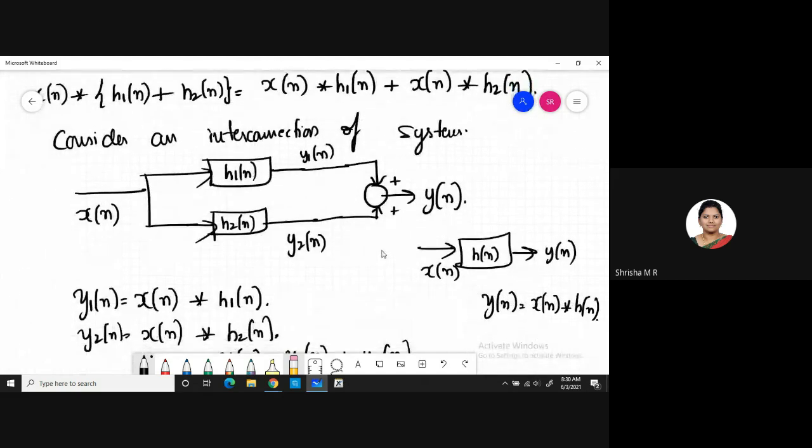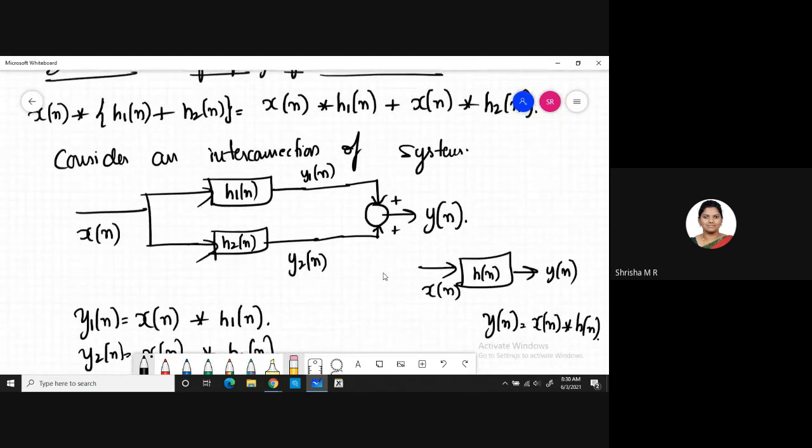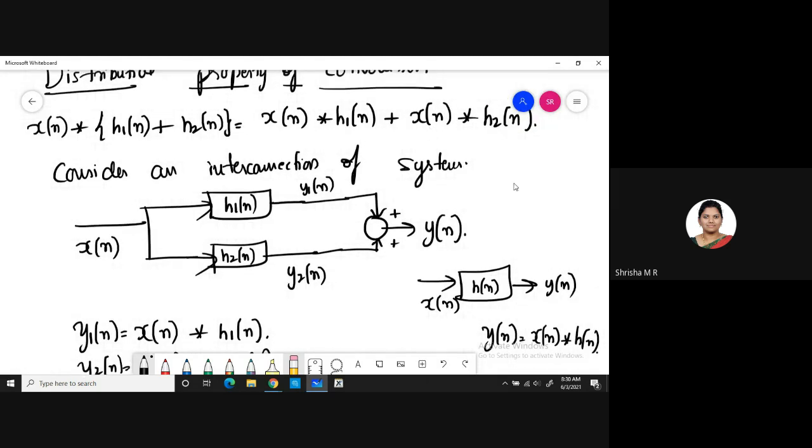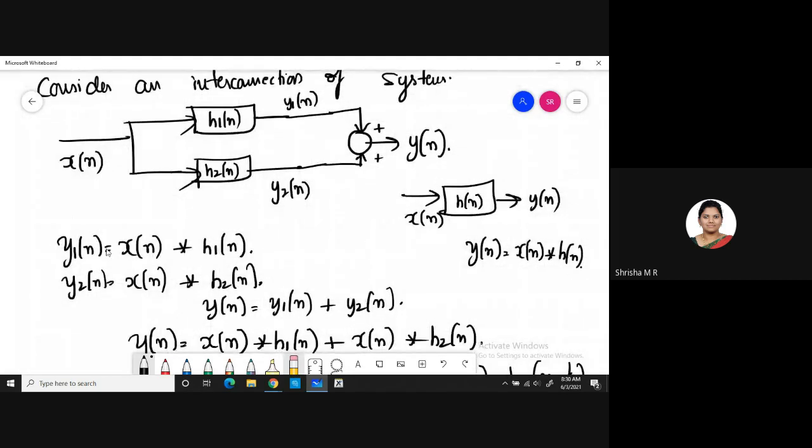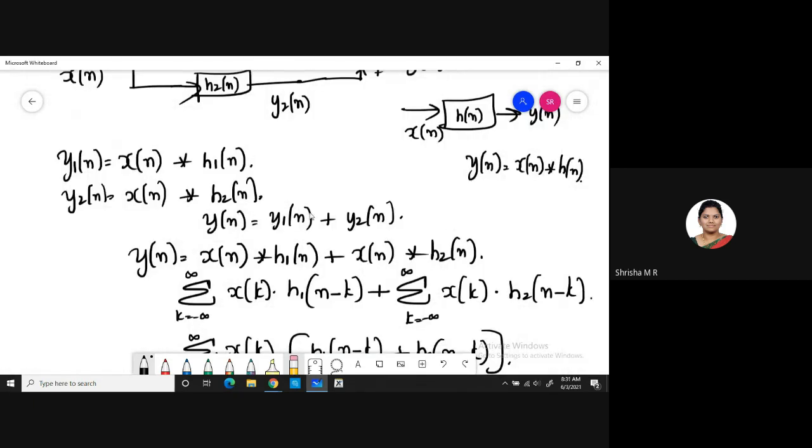Okay, so we are trying to take RHS. What is RHS? x of n convolved with h1 of n plus x of n convolved with h2 of n. So y1 of n is x of n convolved with h1 of n, y2 of n is x of n convolved with h2 of n. So this is y1 of n, y2 of n. So y of n is the summation of these two, y1 of n and y2 of n. Write this in terms of x of n and h of n.